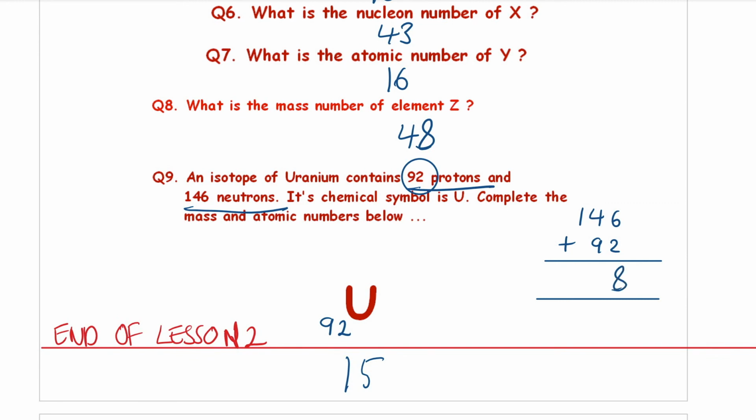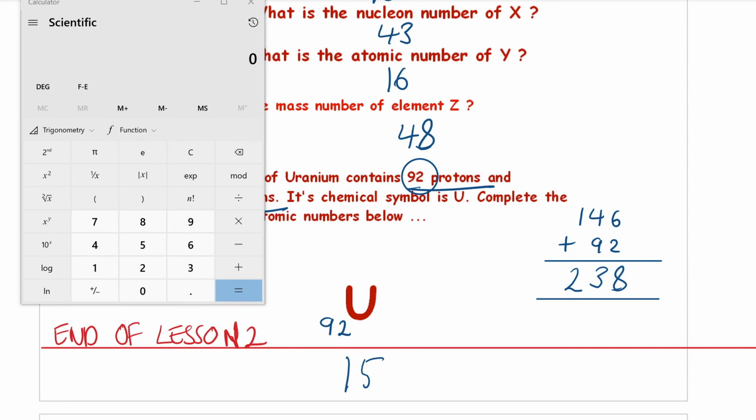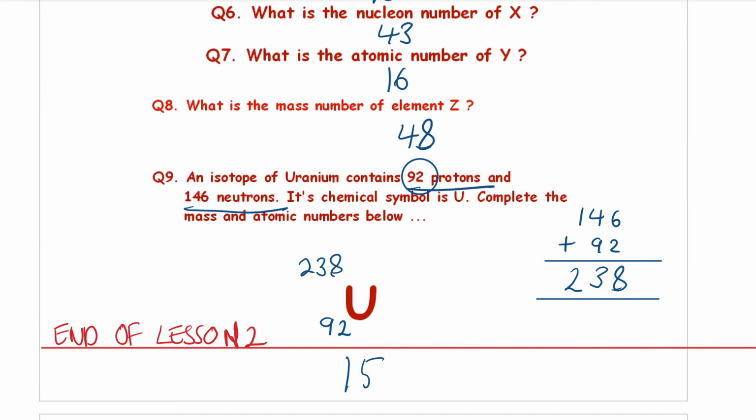6 plus 2 is 8. 9 plus 4 is 13. Carry the 1. 238. Let's check that with a calculator. 146 plus 92, 238. So that's the answer you put at the top there. Mass number, atomic number. Remember, the mass number is sometimes called the nucleon number.